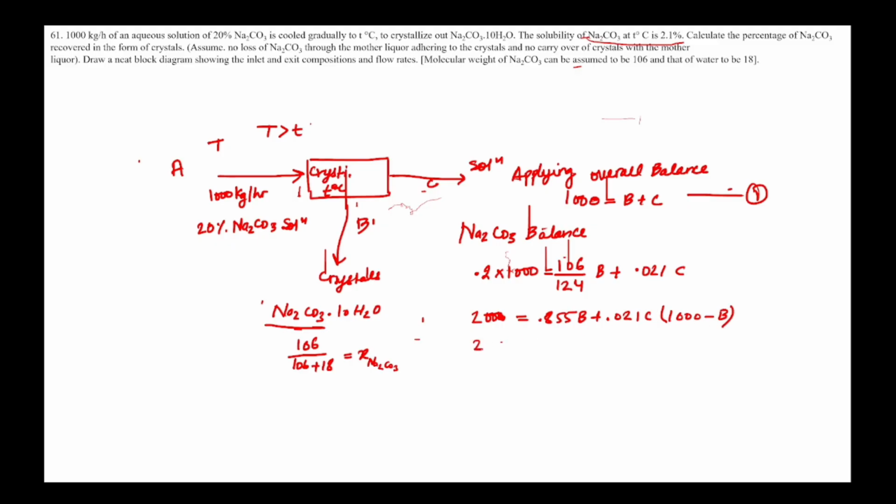Okay, 200 is equal to 0.855 B plus, oh sorry, this C will not come because we have put the value of C as 0.021 into 1000, so 0.021 B. Okay, so from here, if we calculate, we will get B as 214.63, and percentage B is B upon 1000 into 100. So this will be the final answer, 21.4%. Okay, so this is straightforward.